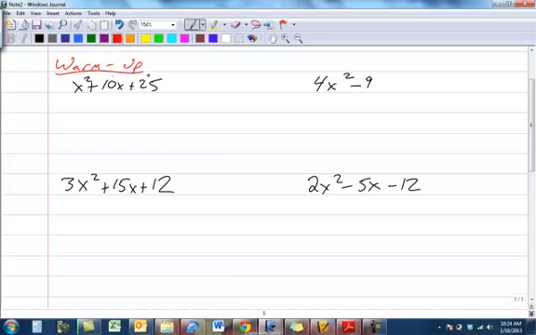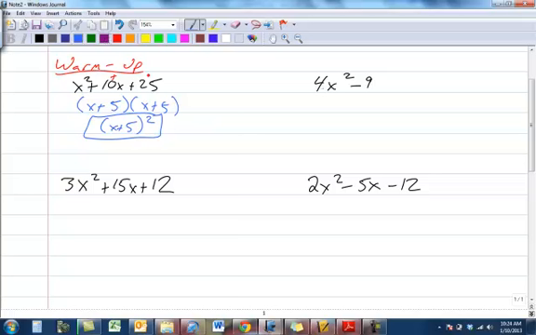What multiplies to 25 and adds up to 10? Well, you get x plus 5 and 5, right? So you get x plus 5 and x plus 5. Or another way to write this is x plus 5 quantity squared. I like that one a little bit better.